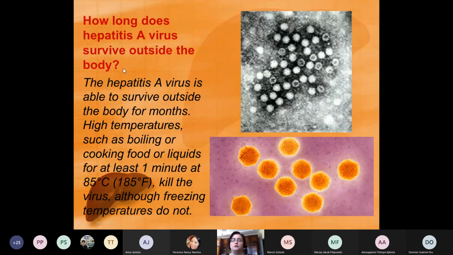How long can hepatitis A virus survive outside of the body? Hepatitis A virus is able to survive outside the body for months. High temperatures, such as boiling or cooking food or liquids for at least 1 minute at 85 degrees Celsius, kill the virus. Freezing temperatures do not.